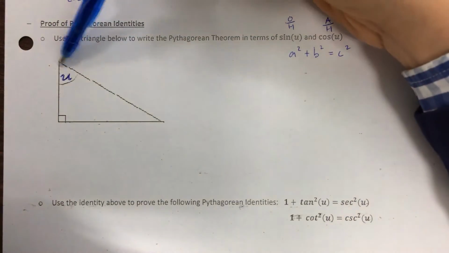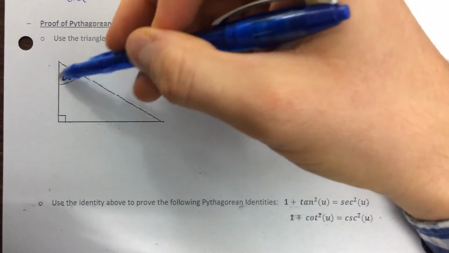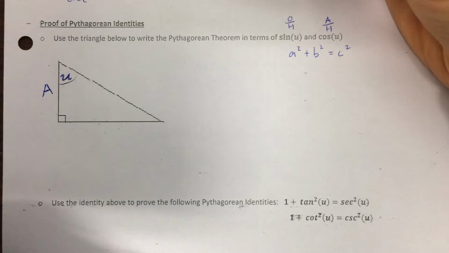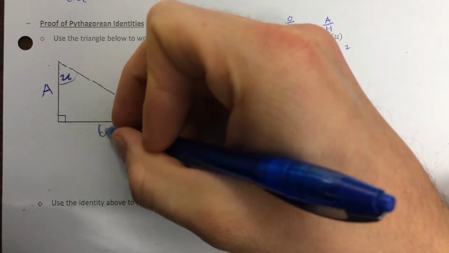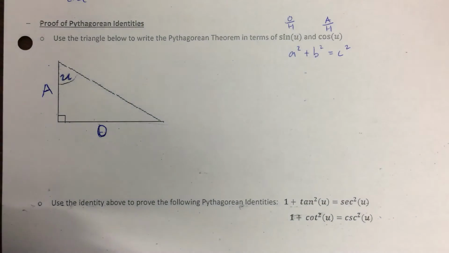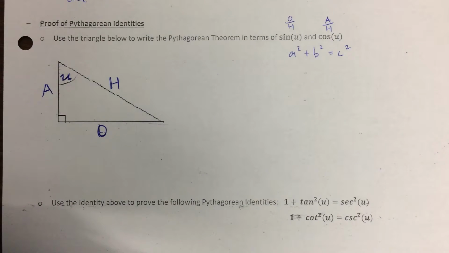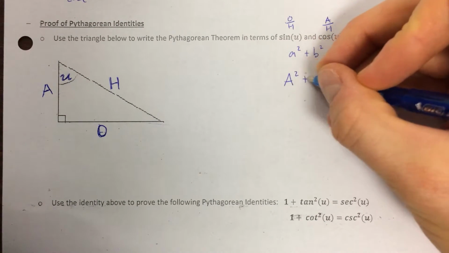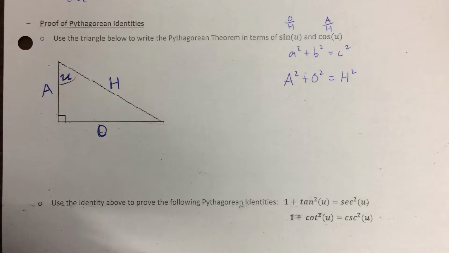Well, if we write this in terms of our angle, then this side here in relation to our angle would be our adjacent. I'm going to write a capital A for adjacent. This side in relation to our angle would be our opposite side, and this would be the hypotenuse. And so what we can do here is say that this is a squared plus o squared equals h squared.